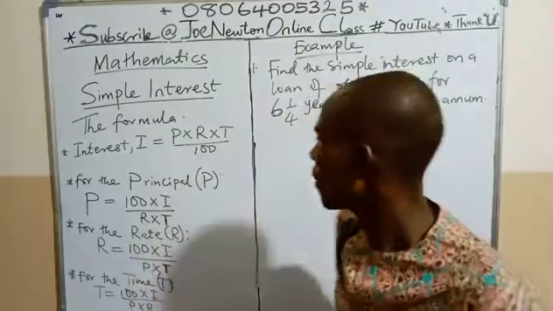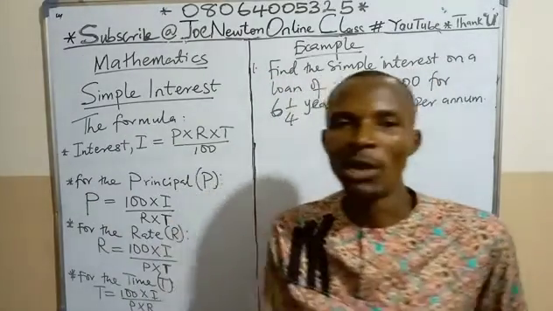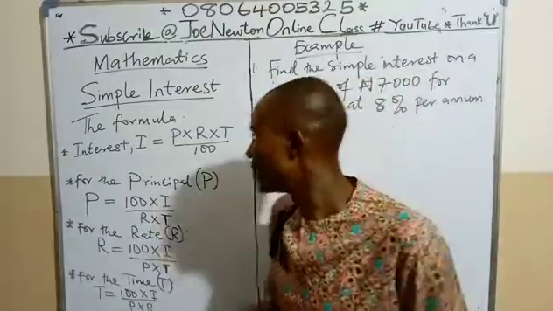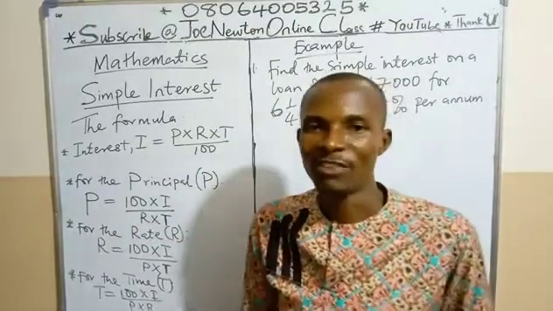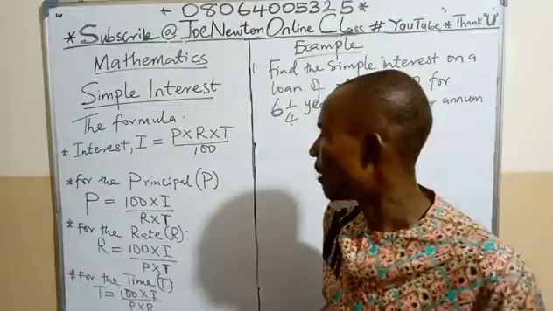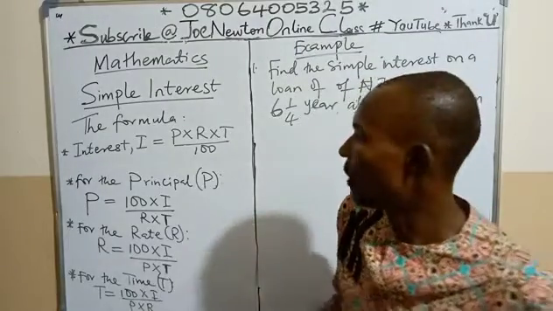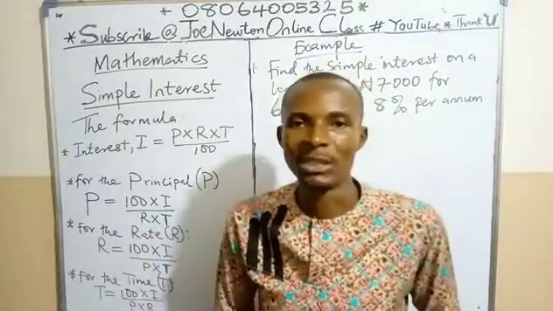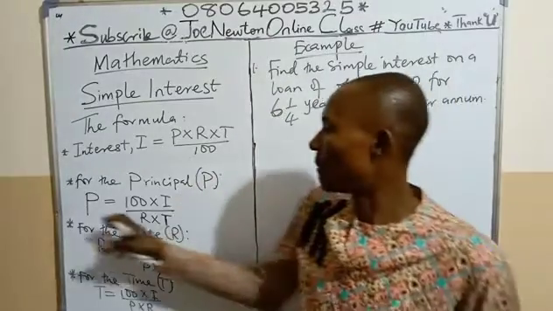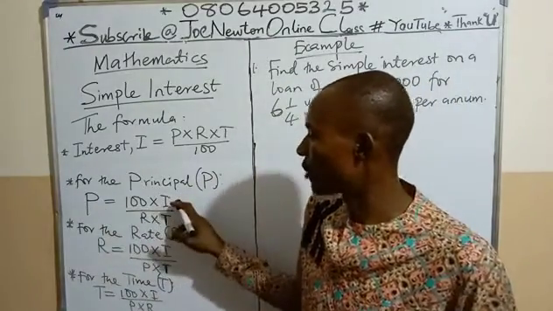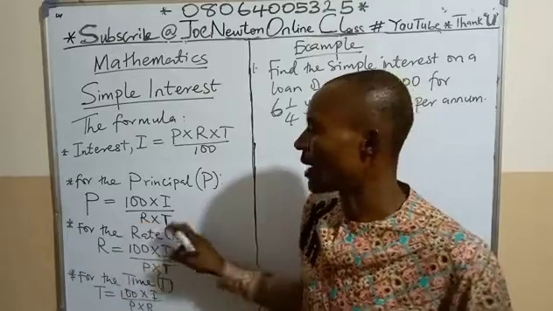Now, we can also be asked by a question to calculate the principal. Sometimes you might be given the interest, the time and the rate to find the principal. In such a condition, we make the principal the subject of the formula. Therefore, for the principal, P equals 100 times interest over rate times time.